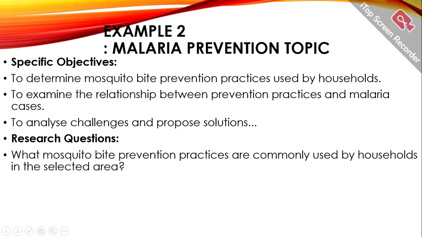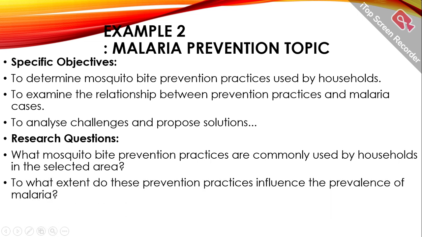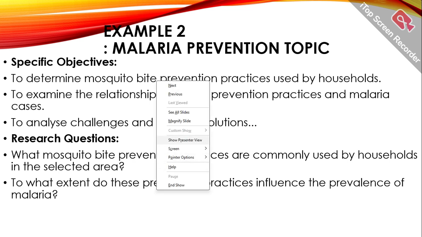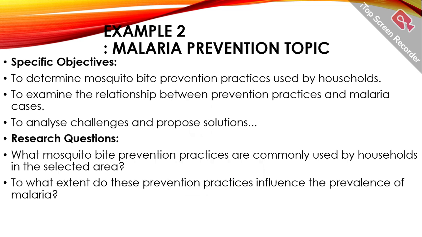Here we are saying to determine mosquito bite prevention practices. So we're asking, what are those mosquito bite prevention practices that are common in our households in selected area? So that to examine relationship between the prevention practices and malaria cases, we ask ourselves, is there an extent to which these prevention practices are influencing the prevalence of malaria? So this is the independent variable influence on the dependent variable.